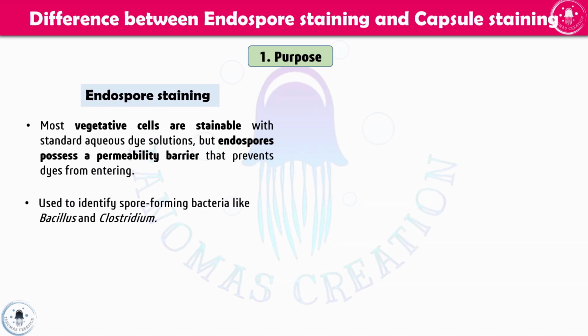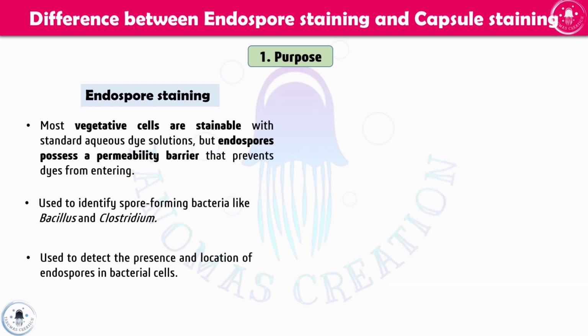This endospore staining is used to identify spore-forming bacteria, for example Bacillus cereus and Clostridium, Clostridium botulinum for example. The bacteria that have spores, and since these spores have the permeability barrier problem, that is why endospore staining was developed.